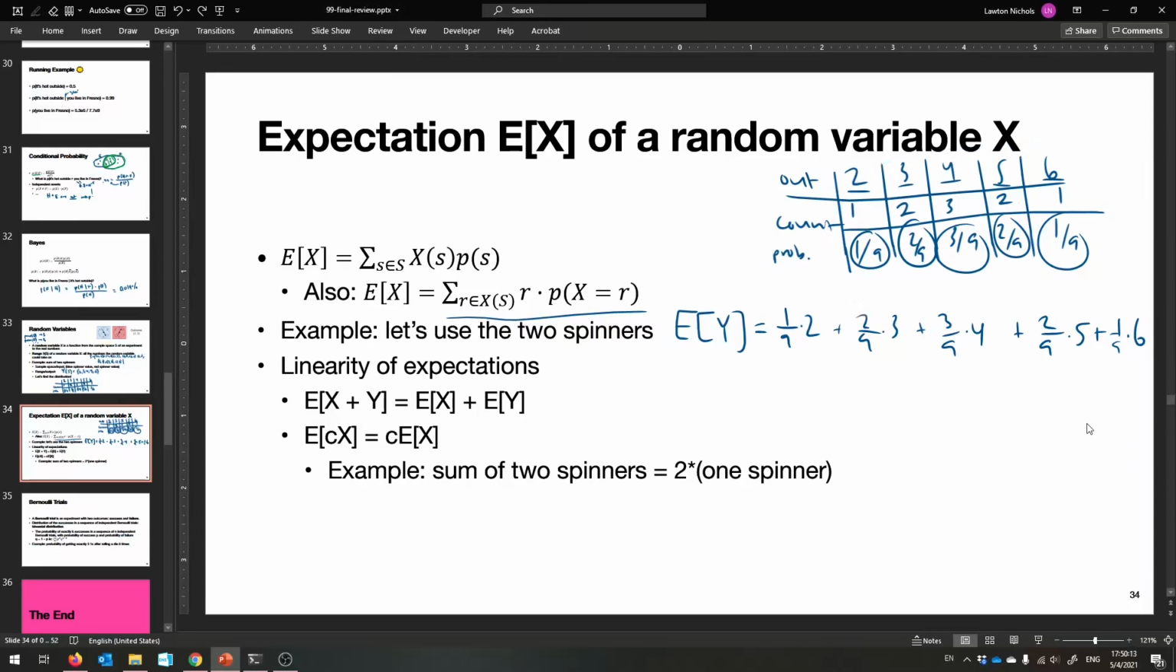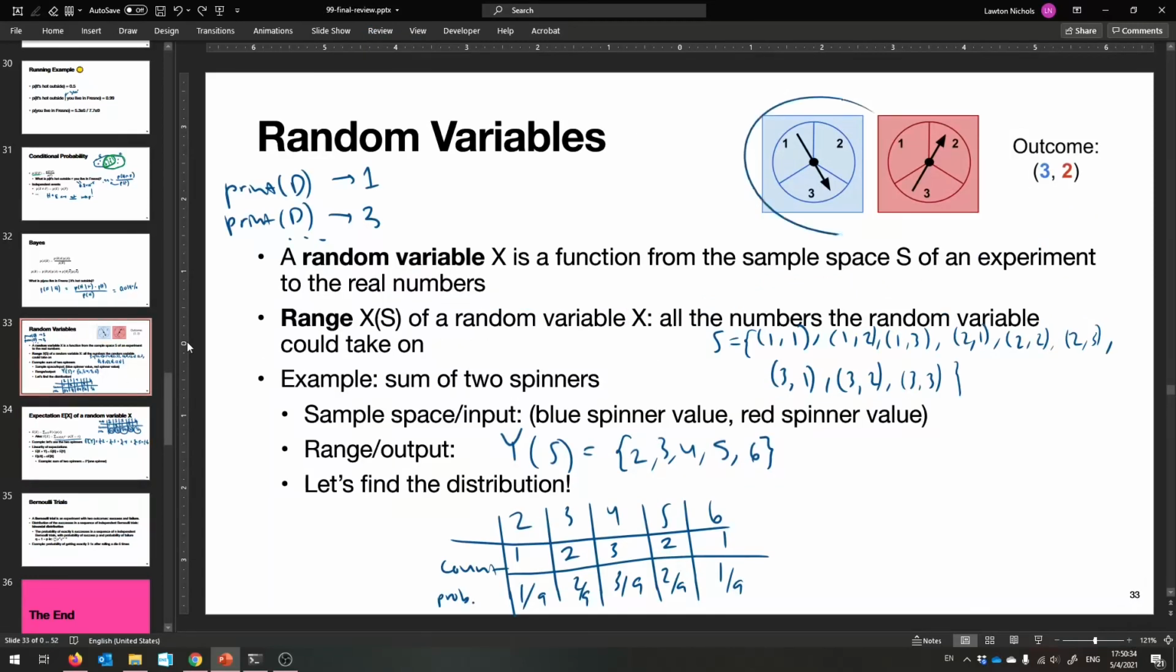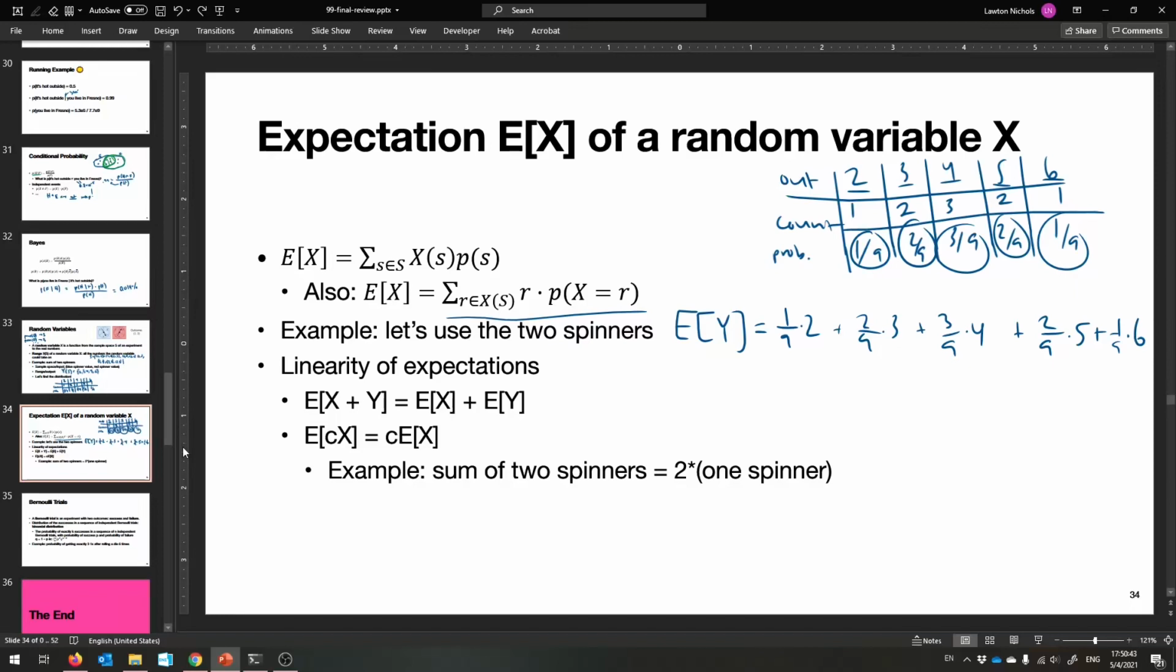Okay, the next thing is linearity of expectations. This is a nice time-saving tool to use, and these two equations follow from the definition of expected value. Okay, so we can make this actually a whole lot easier on ourselves, because let us just make a single random variable for a single spinner. We have 2 of them. Two identical spinners, the value that we get back from one, we can use that. That can be our random variable. Okay, so let's make it.